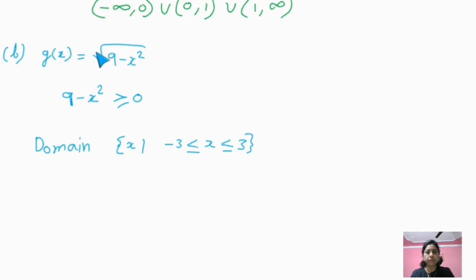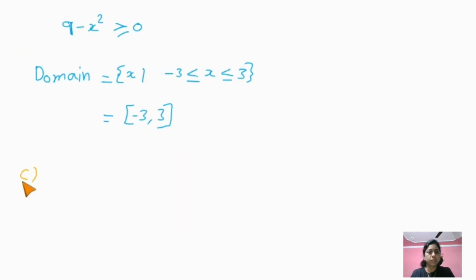So this function is defined. Otherwise, when we put less than minus 3 or more than 3, this function is not defined. And we can write in interval notation: minus 3 and 3, this is the domain. We can write in this form or this form. Now the C question, h.